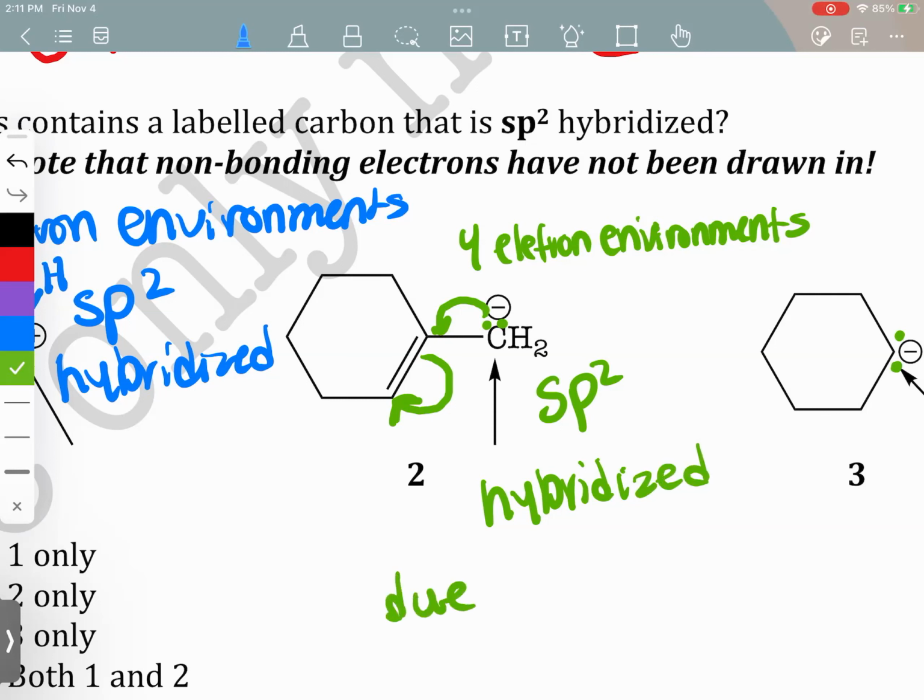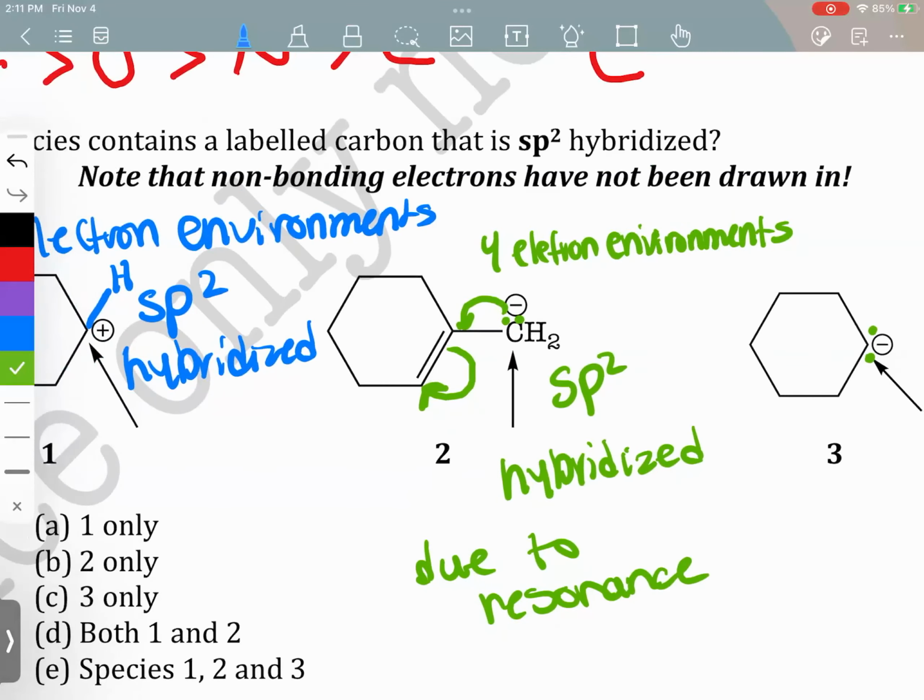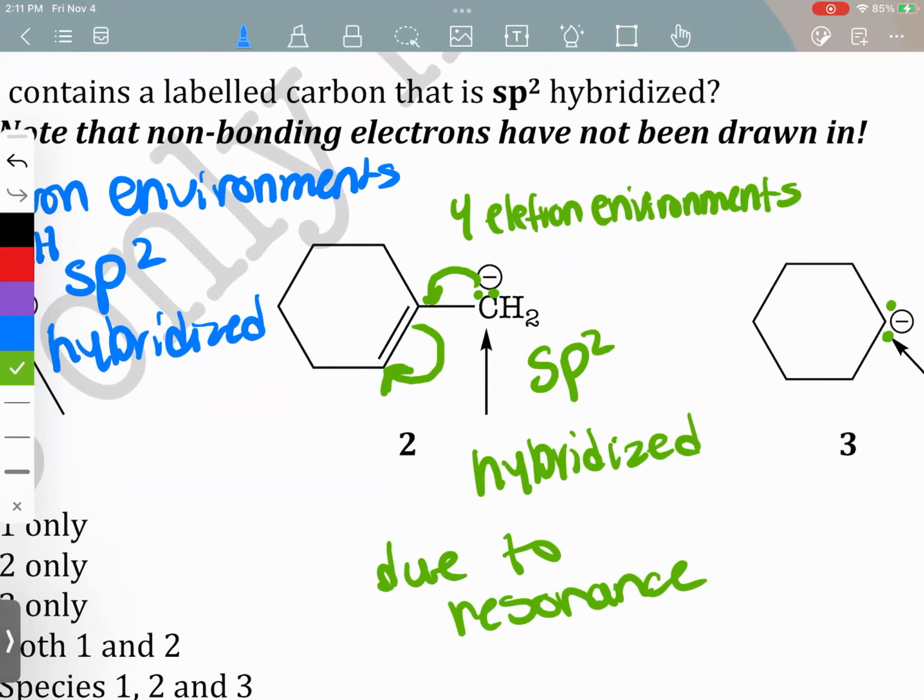That is due to the resonance. So you're saying you have to do resonance here? Yeah, we're looking at the carbon, right? We know there are lone pairs. This lone pair is directly next to a double bond right here. So because of its connectivity near that double bond, it could resonate.